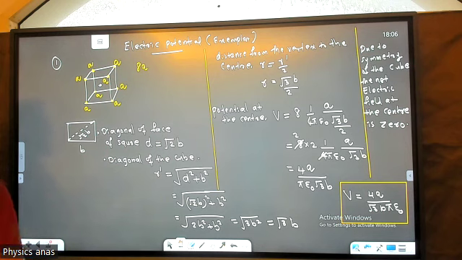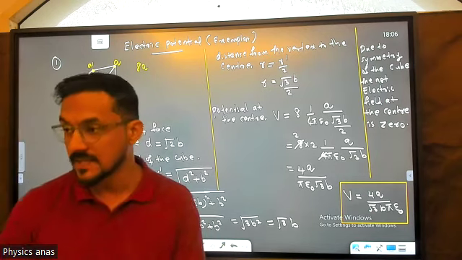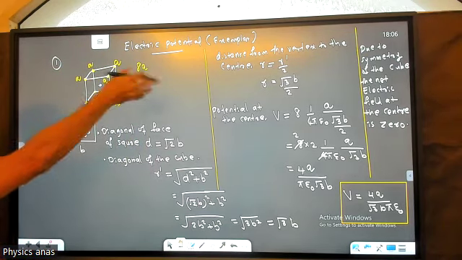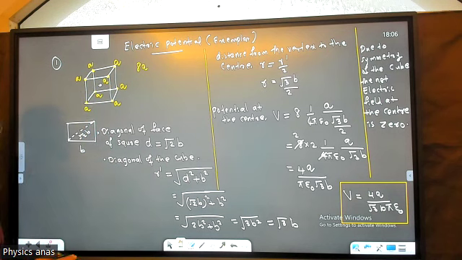You are given 8 charges. They are saying there is a cube, and you are given charges and placing them at the 8 vertices of the cube. How many vertices does a cube have? 8 vertices. This is the center of the cube. You have to find the total potential and the electric field at the center.